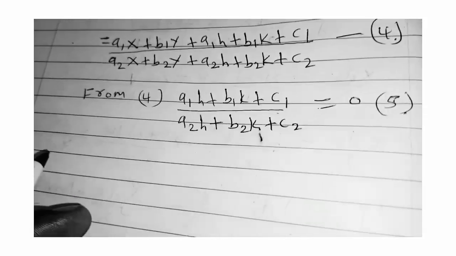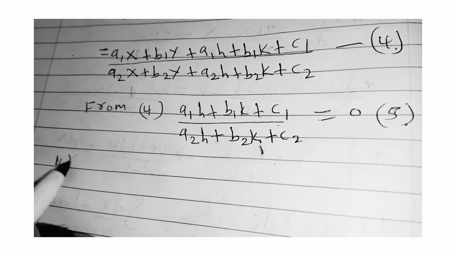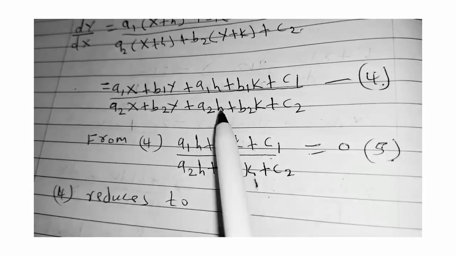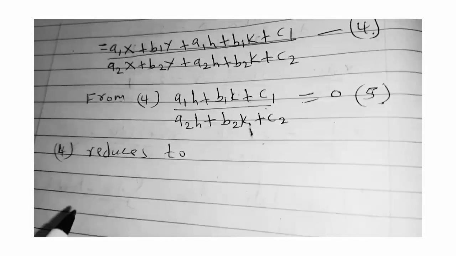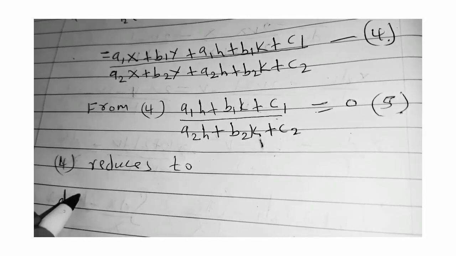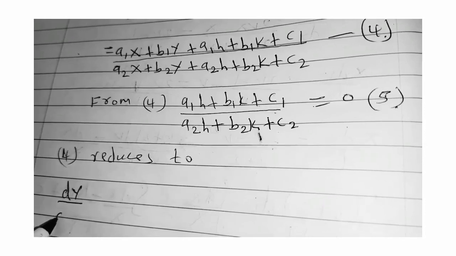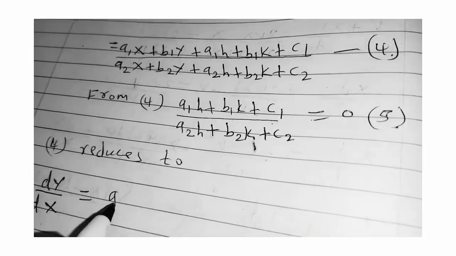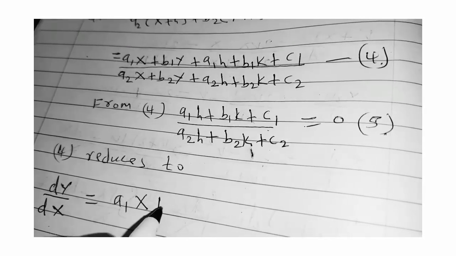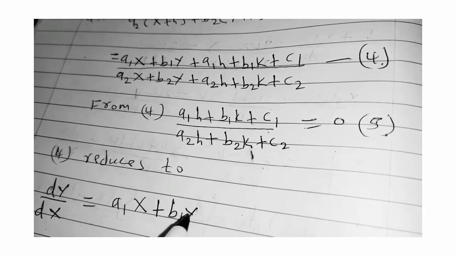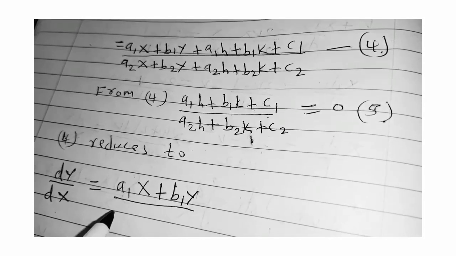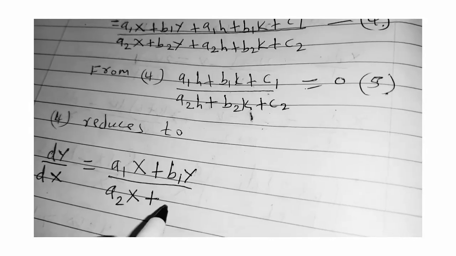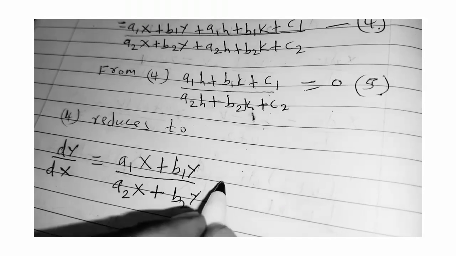Now, our equation 4 reduces to, substituting these parts with 0, we are going to get dY capital divided by dX capital is equal to (a1 X plus b1 capital Y) divided by (a2 capital X plus b2 capital Y). You can call this equation 6.